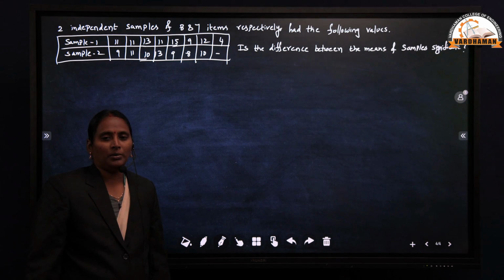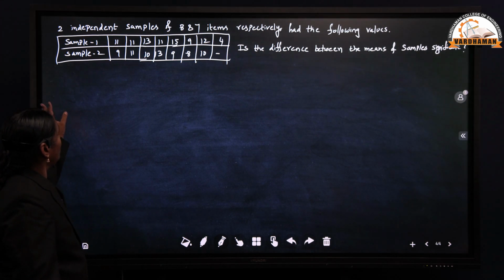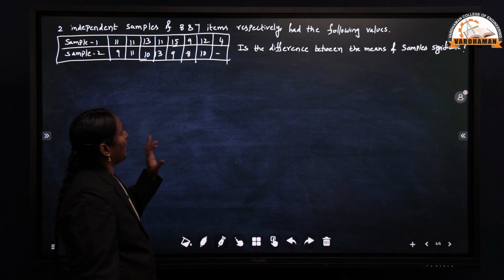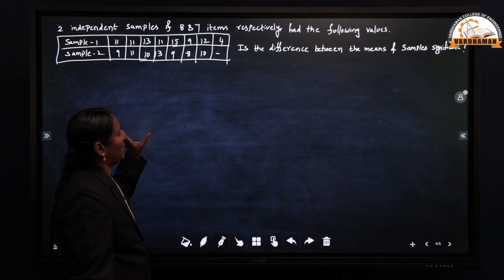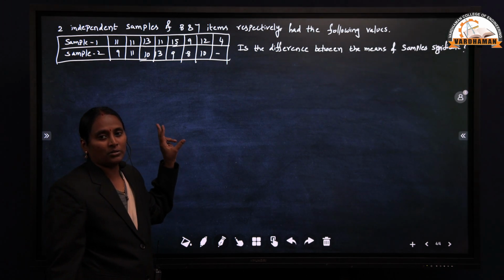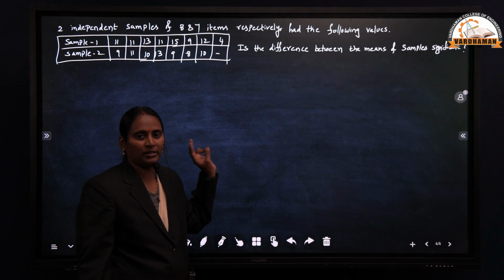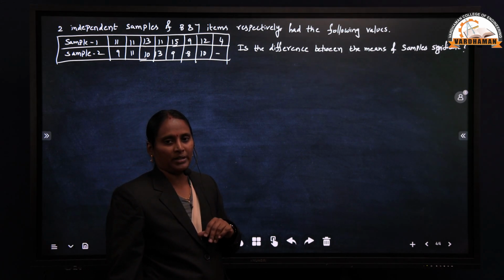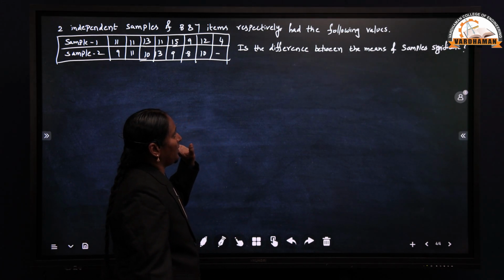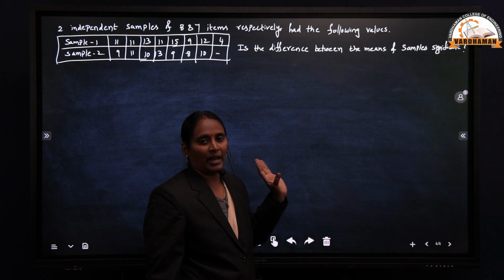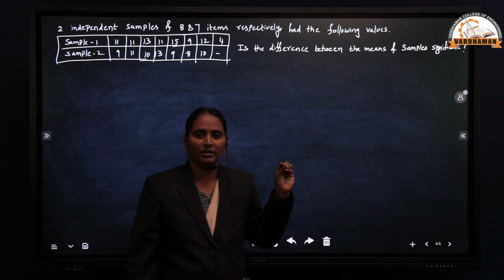Now let us see another problem on t-test for two means. We have two independent samples of items which had the following values of x and y. These two samples have sizes of less than 30, so we conclude this is a problem on small sample test. Is the difference between the means of the samples significant? As in the previous problem, we had the direct values.